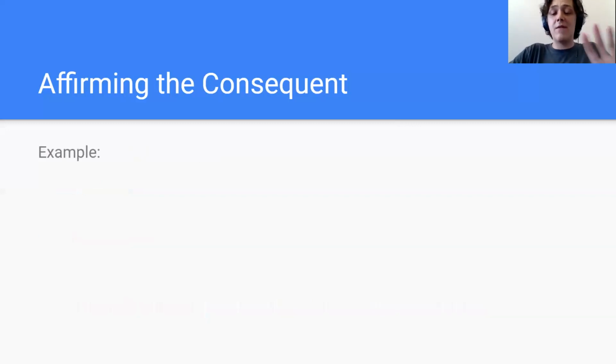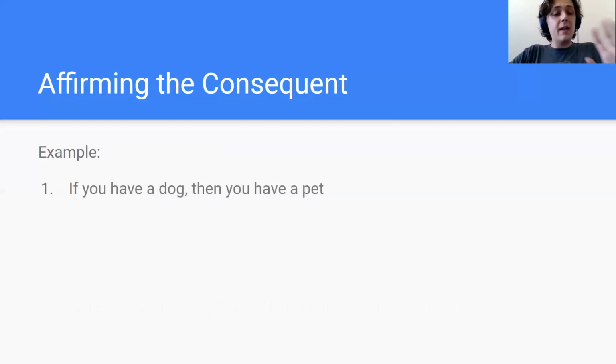So here's an example of affirming the consequent. If you have a dog, then you have a pet. Right? That's a true claim. Dogs that people have are pets. There are wild dogs, there are stray dogs, not all dogs are pets, but if you have a dog, then that dog is a pet, and therefore you have a pet. So this premise one is true. If you have a dog, then you have a pet. Premise two: Susan has a pet.